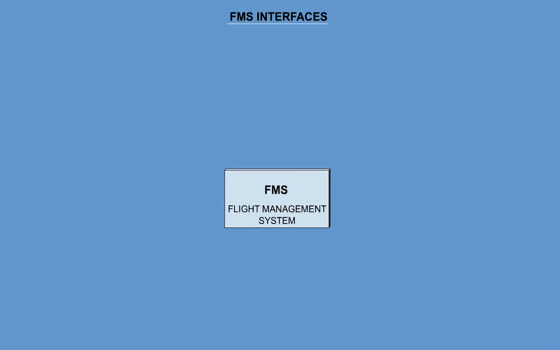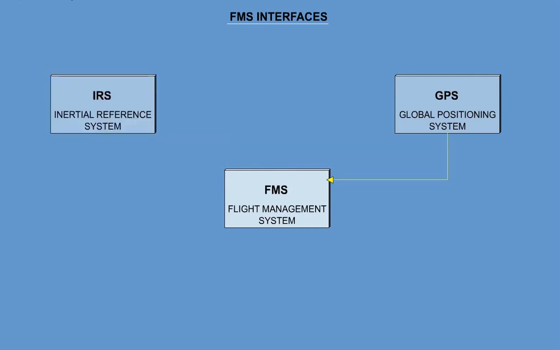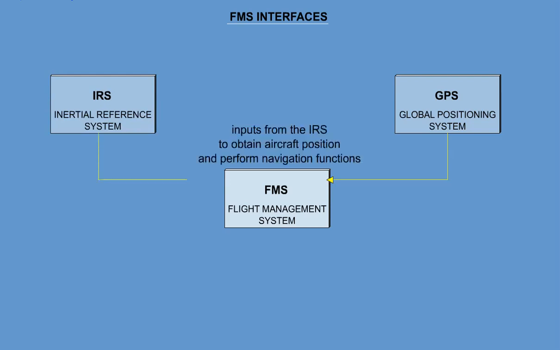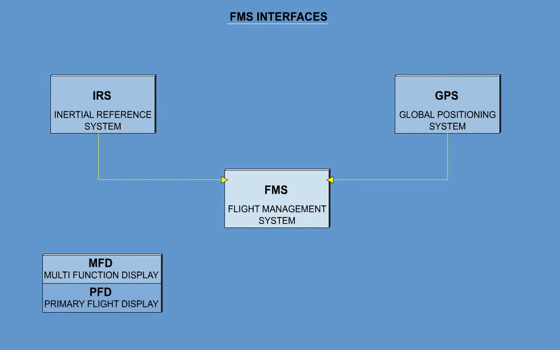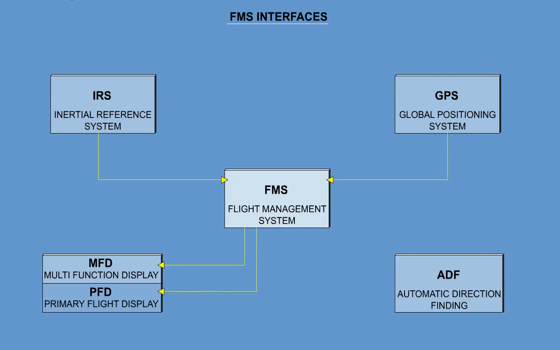The FMS interfaces with the following systems and equipment: GPS. The FMS uses inputs from the GPS to calculate aircraft position and perform navigation functions. IRS. The FMS uses inputs from the IRS to obtain aircraft position and perform navigation functions. MFD and PFD. The FMS provides data for display navigation guidance on the PFD and navigation map data on the MFD. ADF. The FMS uses inputs from the ADF to perform navigation functions.